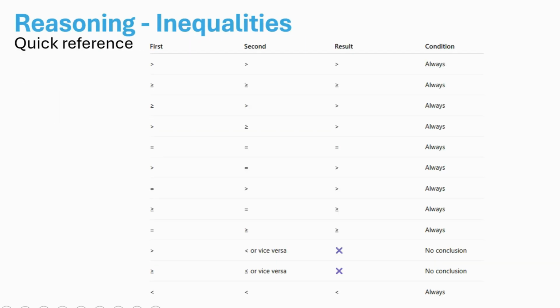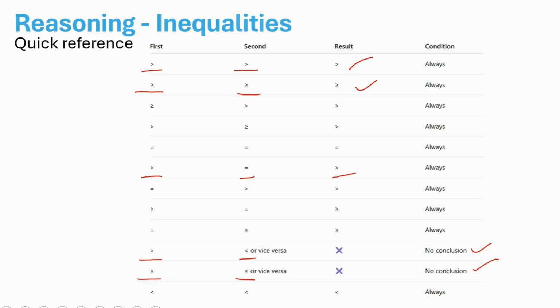Now remember this reference for your quick calculation. If your first symbol is greater than and the second is also greater than, then your result will be greater than. Similarly, if it's greater than or equal to, and the second is also greater than or equal to, then the result would be greater than or equal to. Similarly, if your first symbol is greater than and the second is equal to, then your result would always be greater than. And if there is a mixed sign like greater than and less than, then there is no conclusion. Similarly, if greater than or equal to and less than or equal to, then no conclusion.